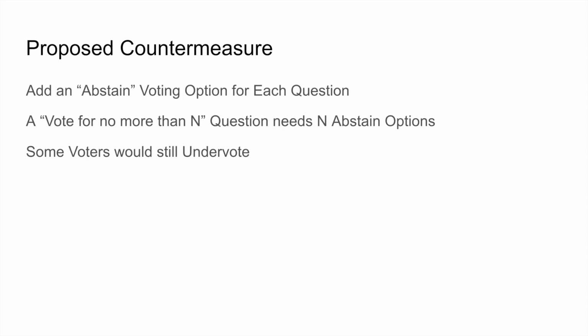One thing that could be done about this, whether or not a fully auditable system is used, is to add an abstain voting option for each question. A vote for no more than N question needs N abstain options. But some voters would still undervote. A voter who is too lazy to decide how to vote is probably also too lazy to mark the abstain option, but at least we can make it possible.